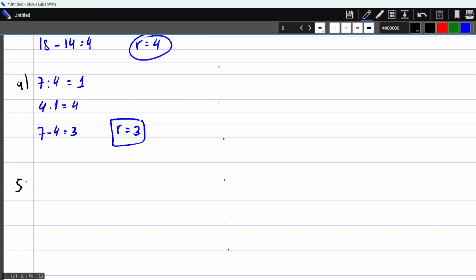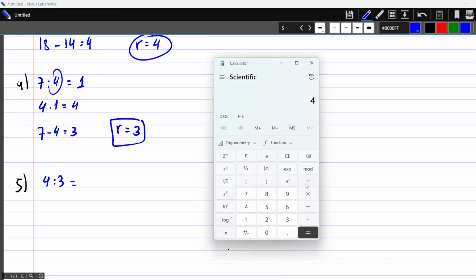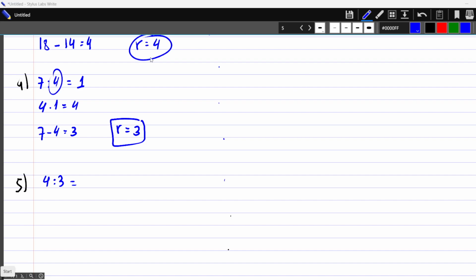Step 5. 4 divided by 3 is equal to 1 point something, 1.3333, etc. We only care about 1. 3 times 1 is equal to 3, and 4 minus 3 is 1. So the final remainder is 1.